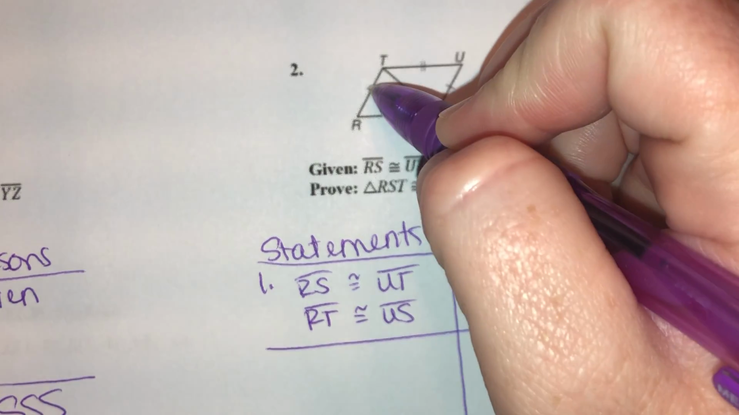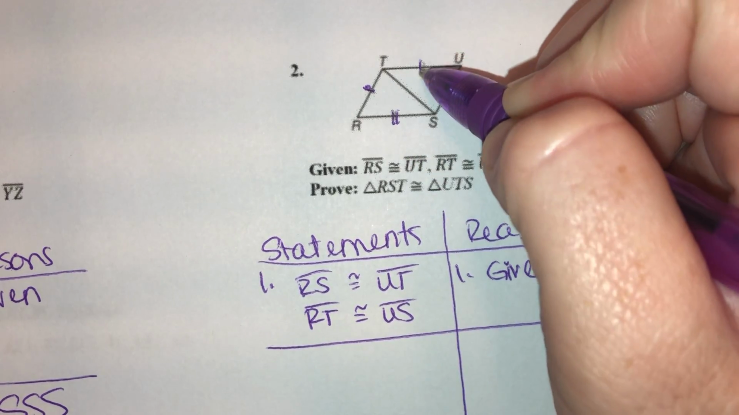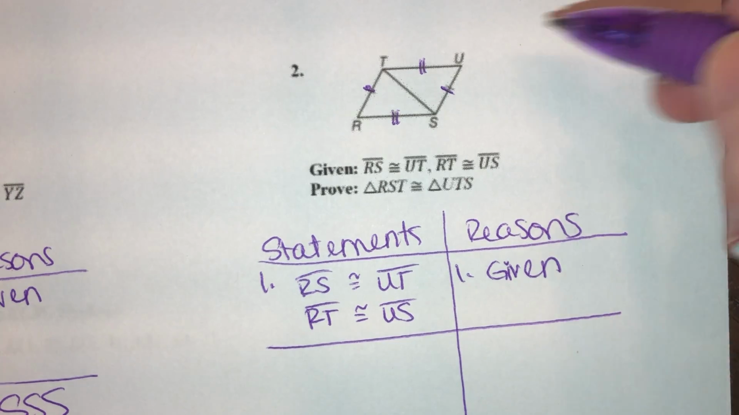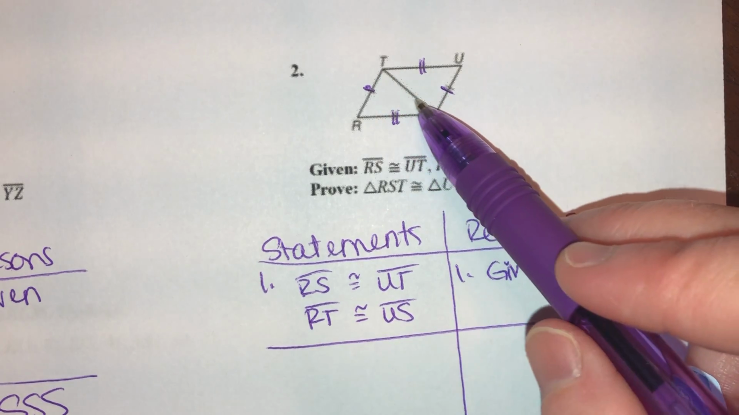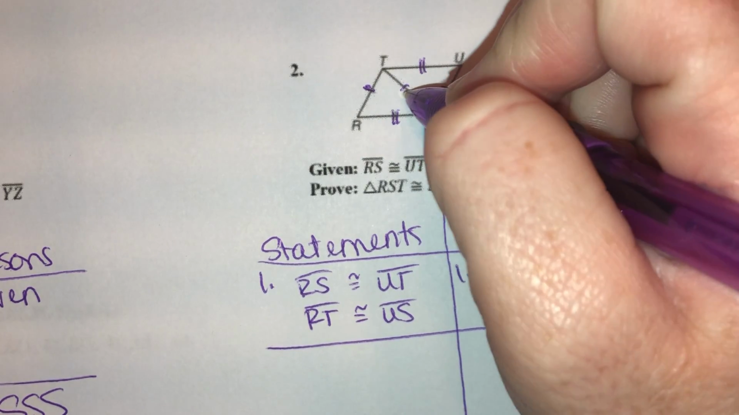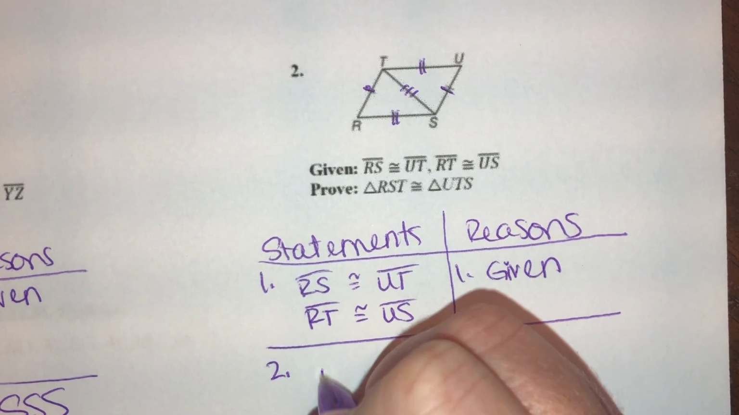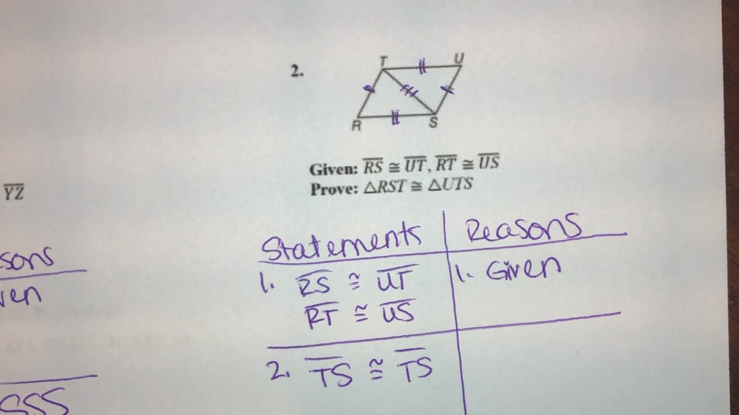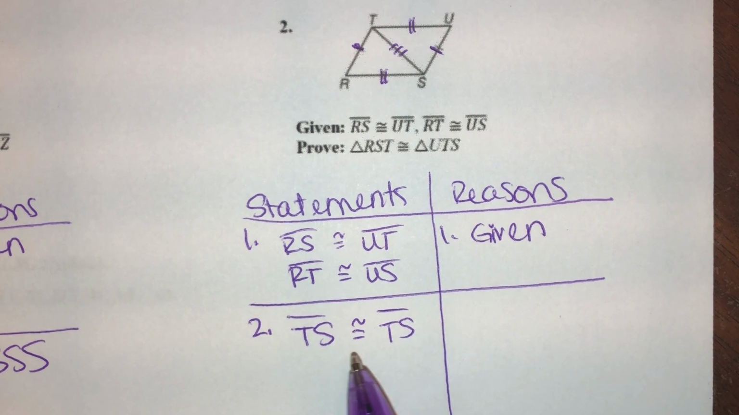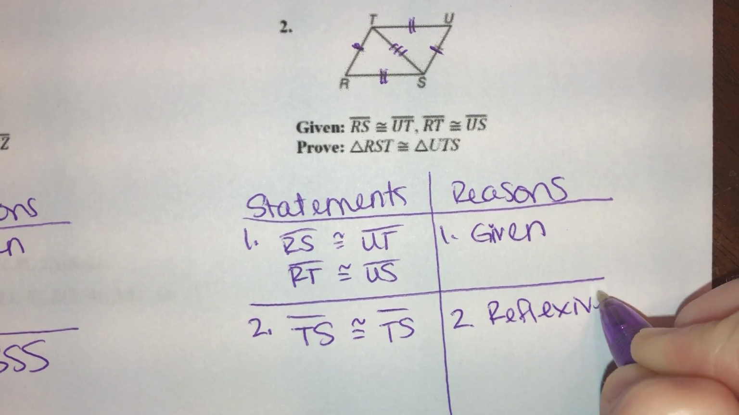Okay, and it's already marked for us. RT is congruent to US, and RS is congruent to UT. Okay, and I'm worried about proving all 3 sides of one triangle are congruent to all 3 sides of another. The only side missing from both now is TS, and it's shared. It's used in both triangles. So for step 2, I'm going to say TS is congruent to itself. It's congruent when we use it in the left triangle. It's the same size as when we use it in the right triangle. And whenever I say that something's congruent to itself, that's the reflexive property of congruence.